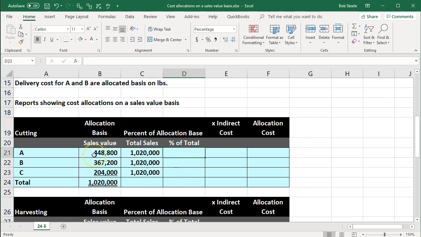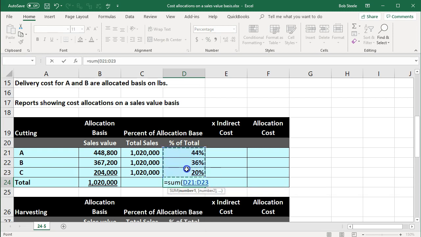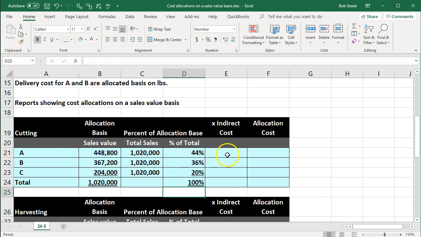So we're going to take the 448.8 divided by the 1,020,000, and that'll give us our ratio. So here's A's amount of sales divided by the total here. And then this equals B's amount of sales divided by the total sales. And then C's amount of sales divided by the total sales. And then if we sum that up, I don't know why this one has so many decimals here. Now we'll sum this up, equals the sum of the 44, the 36, and the 20. That gives us the 100%.